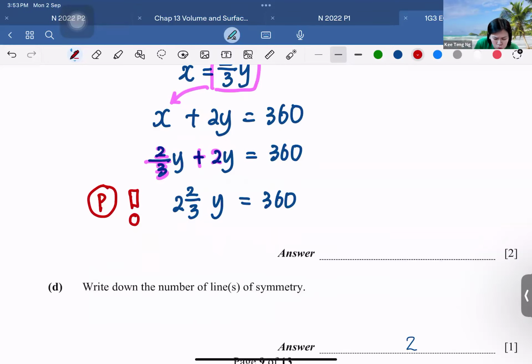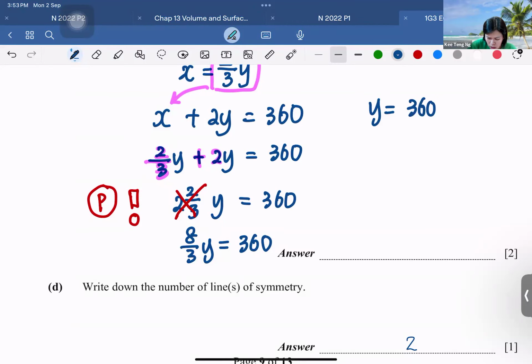So please do not write this inside your working. Write it as 8 over 3y, right? Algebra, no mixed number. Use improper fraction. Next, I want to get the value for y. I take 360, I divide away 8 over 3. And I get my answer 135.